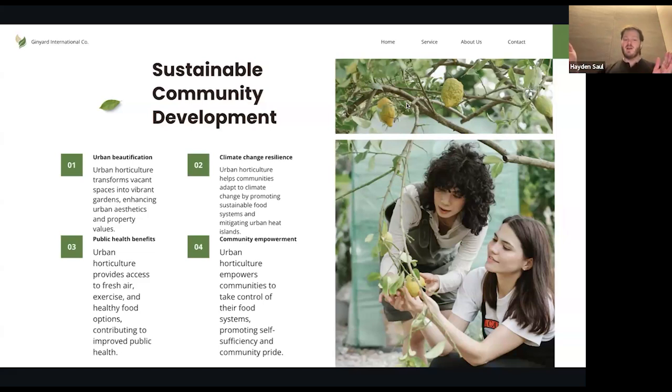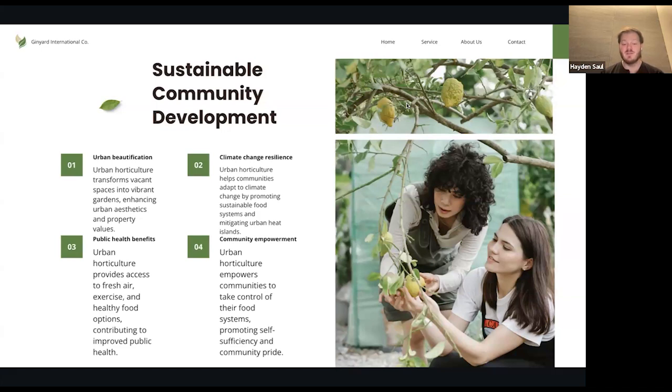Number 2, working clockwise, climate change resilience. I had mentioned before that this really helps with heat islands, and it truly does. This helps introduce sustainable food practices and alleviate some of the heat in these communities as the plants absorb that and provide shade. Next, number 3, public health benefits. Urban horticulture provides access to fresh air, exercise, and healthy food options. So this really introduces a lot to the community that it's present in.